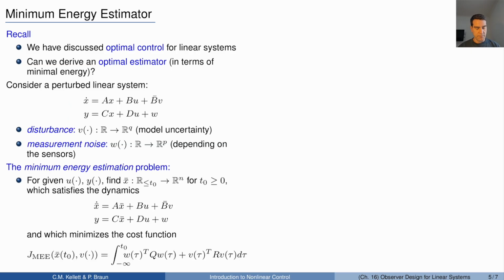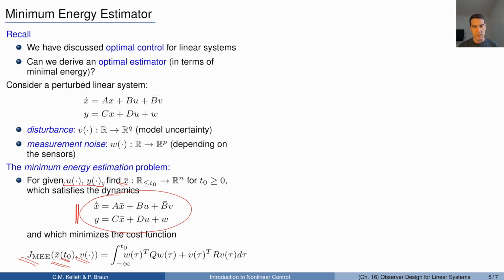Then the idea of a minimum energy estimator is to try to find a system of the form here where we've simply replaced X with X bar, and the interpretation here would be for given inputs and output Y, so that's the same setting as before, we will try to find X bar which satisfies these dynamics here and at the same time minimizes the cost function here, which is a cost function depending on the initial condition here with respect to current time and with respect to disturbance sequence V.